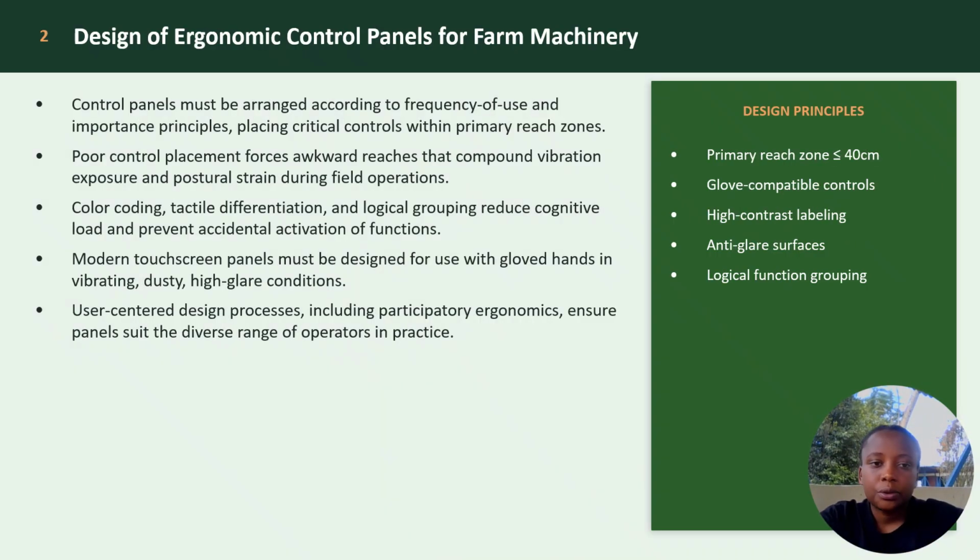The second topic is about the design of ergonomic control panels for farm machinery. The first one is that the control panel must be arranged according to the frequency of use and importance principle, placing critical controls within the primary reach zones.